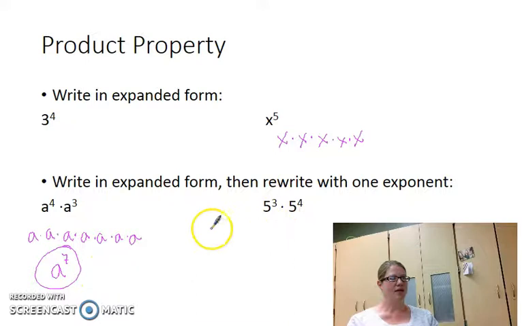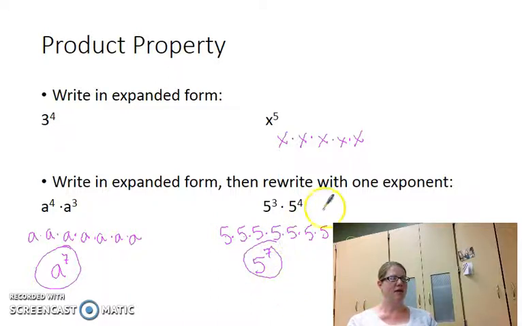Okay, here we have 5 to the 3rd. So if I write that in expanded form, that would be 5 multiplied by itself 3 times. And then 5 to the 4th would be 5 multiplied by itself 4 times. So if I multiply that by the 5 to the 3rd, I'm going to have 1, 2, 3, 4, 5, 6, 7. 7 5s. So that's going to be 5 to the 7th power written as one exponent.